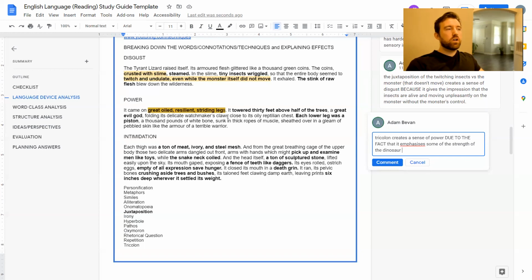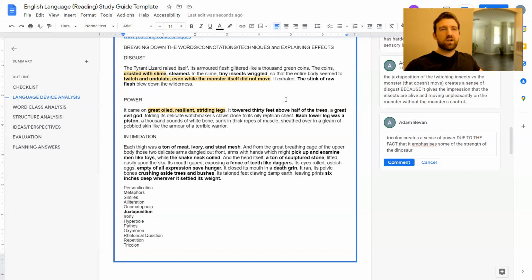So the word oiled, one of my students, is she in here right now? I don't think she is. No, she's not. But one of my students, just to shout out to Priya, she said the imagery of oiled actually reminded her of a bodybuilder or a wrestler. A lot of them oil up before they go and show off their muscles. So there are connotations of the oiled. The word great is obviously showing strength. Resilient, you can break that word down and say, if something is resilient, it literally means that it overcomes obstacles. So it literally shows power because it's saying that the legs will overcome any obstacles that the dinosaur faces. And then the word stride, that's a powerful verb choice.